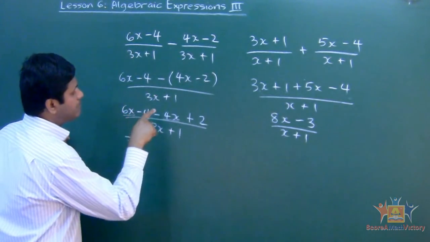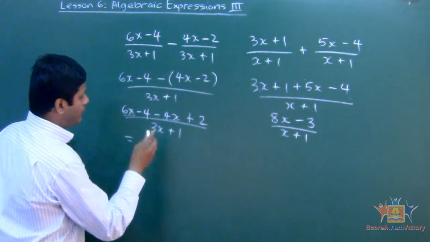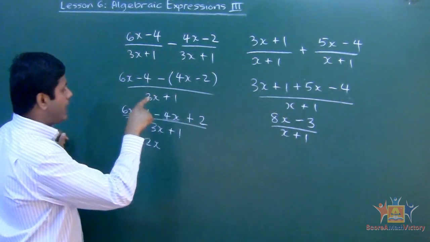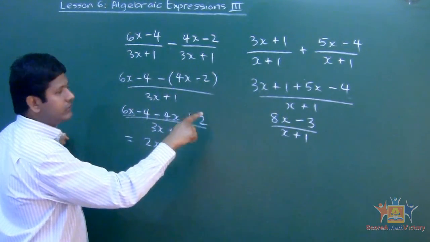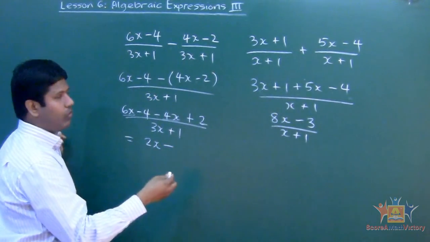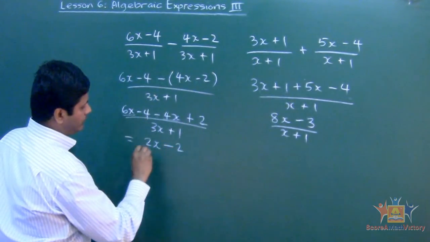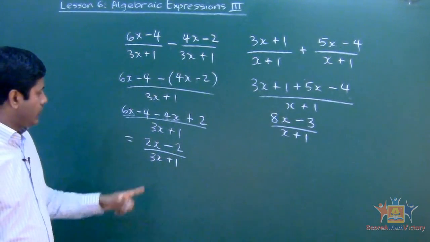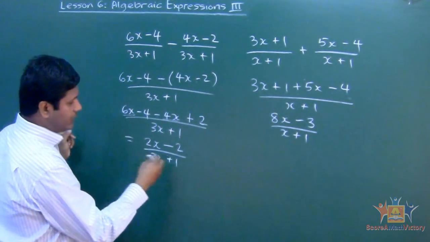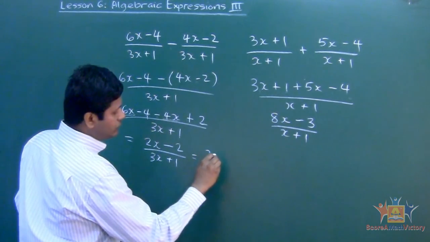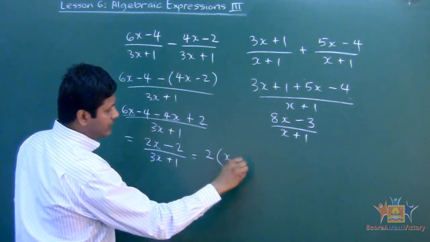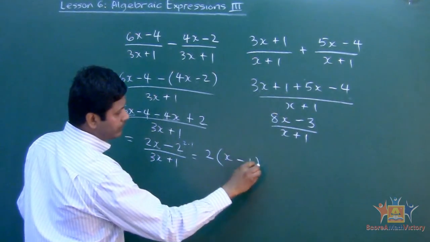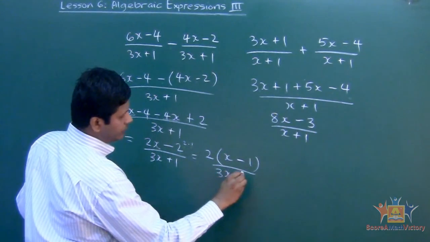So 6x minus 4x. 6 minus 4 is 2x. Negative 4 plus 2. I owe more than I have. So it's still going to be negative. In other words, I'm still going to owe. 4 minus 2, 2. Over 3x plus 1. Now you can factor the 2 out. I can take the 2 out. Because you know that when I take the 2 out, left is x. When I take the 2 out of this one, because this is 2 times 1, left is 1. You can write it like this also.